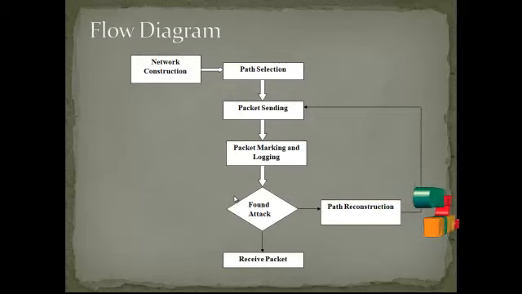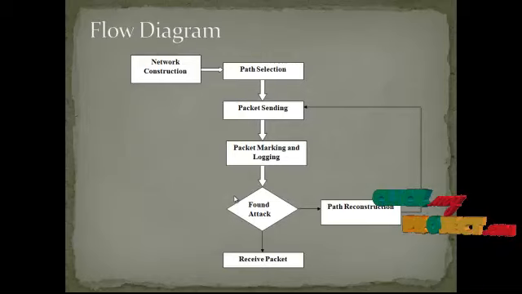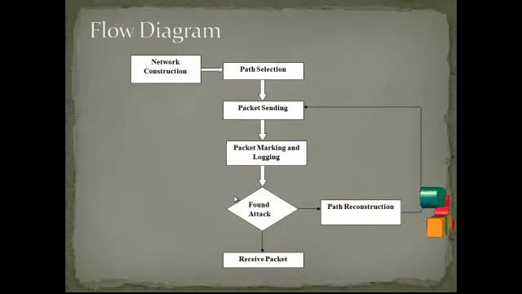The next process is packet sending. In packet sending, one of the packets is selected from the transmission process. Then packet marking and logging. Packet marking is the phase where an efficient packet marking algorithm is applied at each router along the defined path. The next process is finding the attack. If any attacker uses the selected path, the path is reconstructed from the received packets. The admin checks the path. If no attackers are found in the path, the file is transferred and the packets are received.